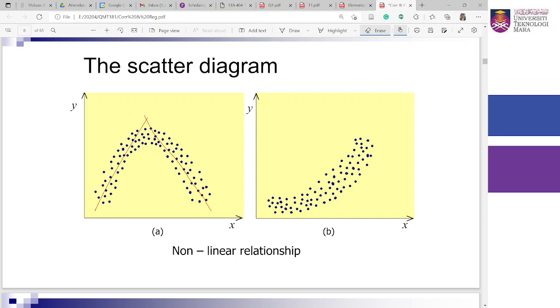So you can see that if you want to draw a line crossing the data set, it will be in the form of a nonlinear, which is in the form of a quadratic. Okay. Similarly, for the B, we have a non-linear relationship, but this one is not quadratic anymore, it is exponential. Okay, it's not a straight line. Even though you can draw a straight line, the accuracy is not there. Okay, so that is in terms of the non-linear relationship.